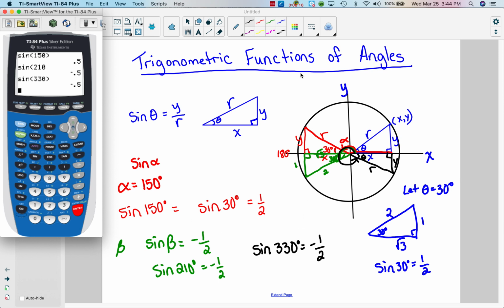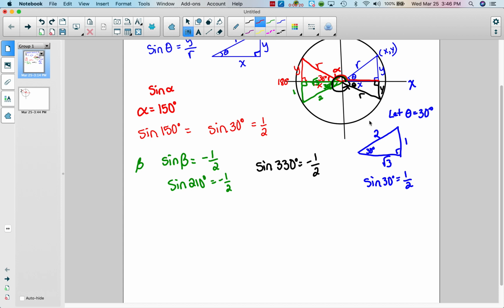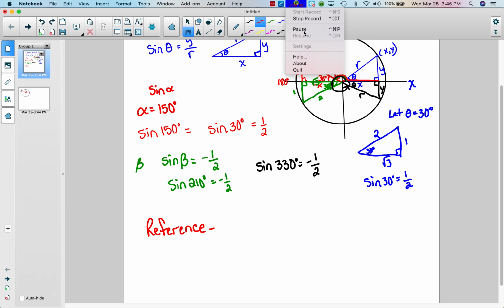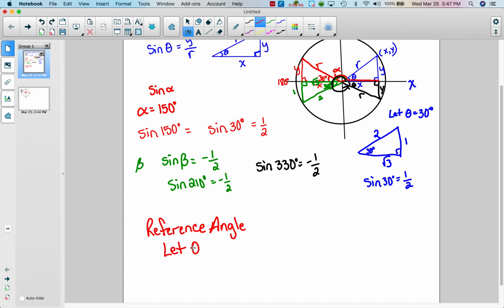So here's the idea. If you want to find a trig value of an angle that's bigger than 90 degrees, you have to find what's called the reference angle. And to find the reference angle, I'm going to use a definition that's in your textbook that says: let theta be an angle in standard position. Remember what that means. It means that the initial side is on the positive x-axis.